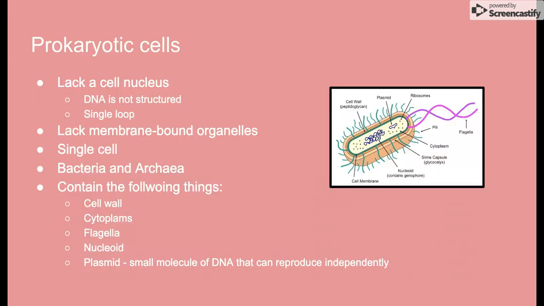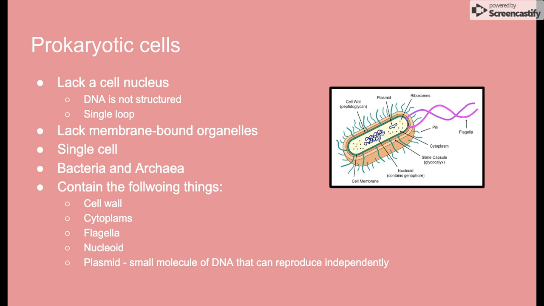So I'll talk about prokaryotic first. So they are the much more simple of the two. So these are typically bacteria cells or archaea cells, which are usually things that are found like on the bottom of the ocean in really extreme conditions, volcanoes, things like that. So they are very simple. Like I said, they don't have a nucleus and they don't have any membrane bound organelles. So none of their organelles have any kind of membrane around them.